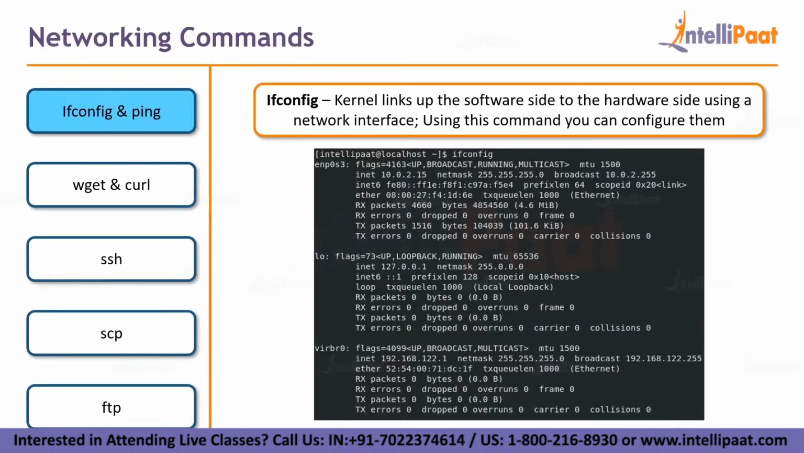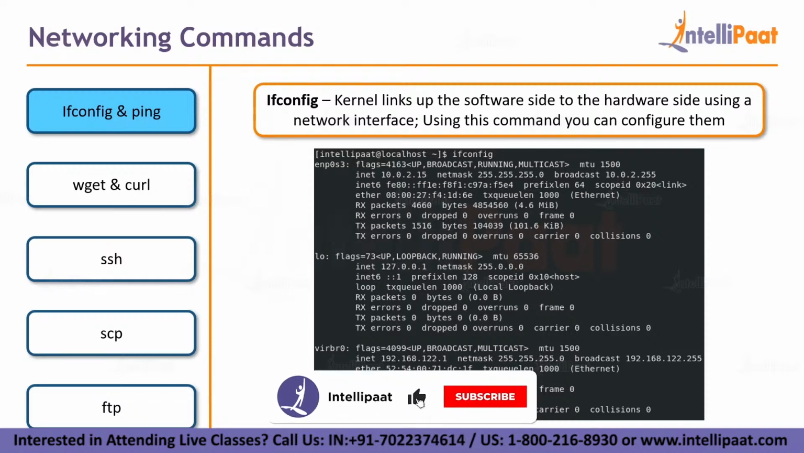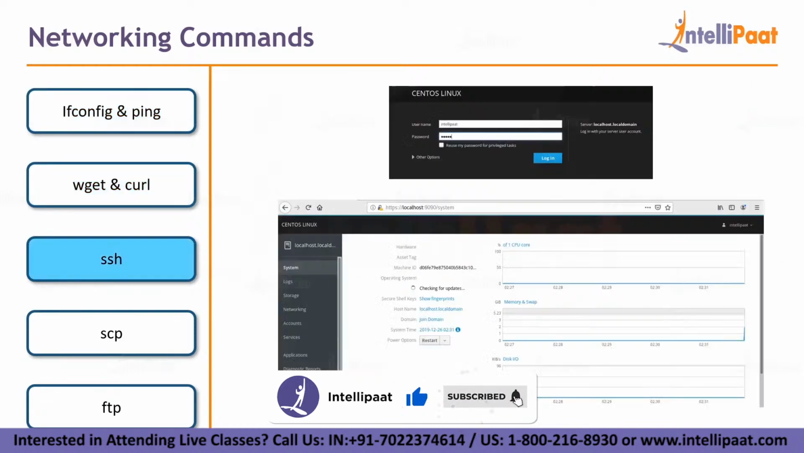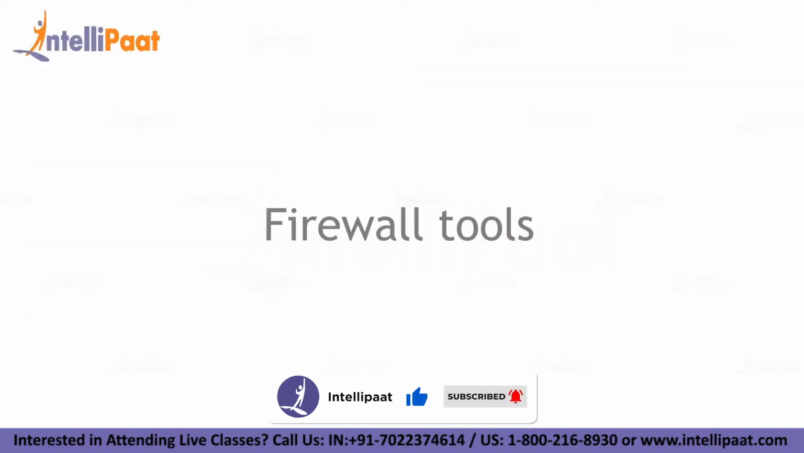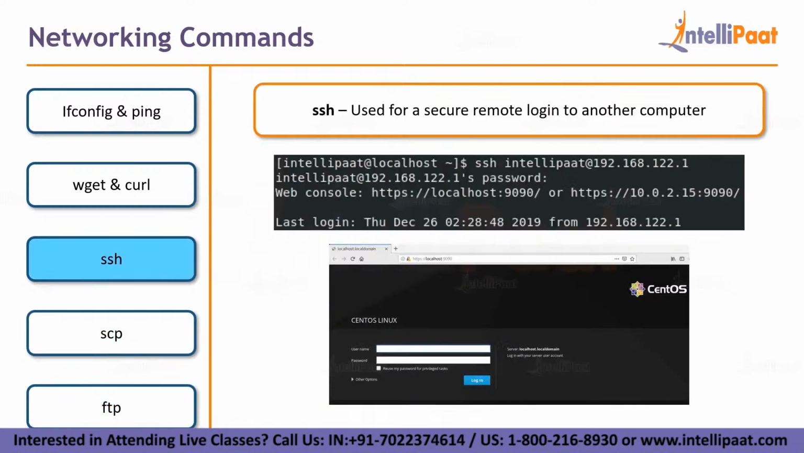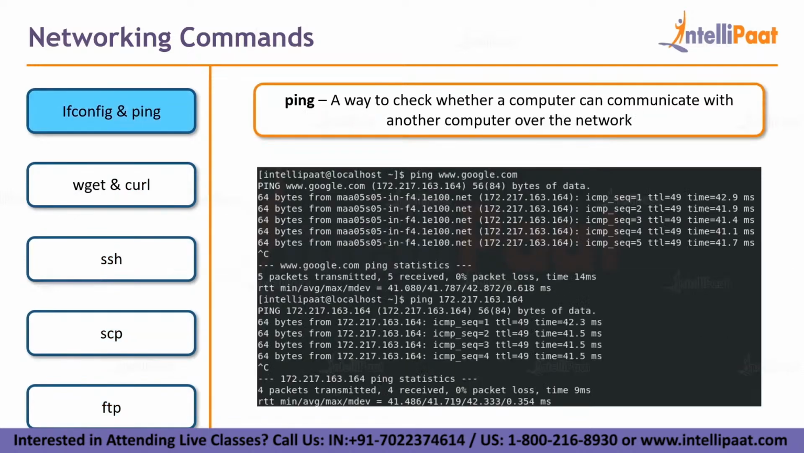Networking commands. So first let me show you what are the commands we'll be looking at in this session. So we'll be looking at ifconfig and ping, then wget and curl, ssh, scp and ftp. Once we've seen that, we'll also look at firewall tools after that, but first we'll be looking at these 7 different commands. One would be ifconfig, then ping, wget and curl, ssh, scp and ftp. So let's get started with it.